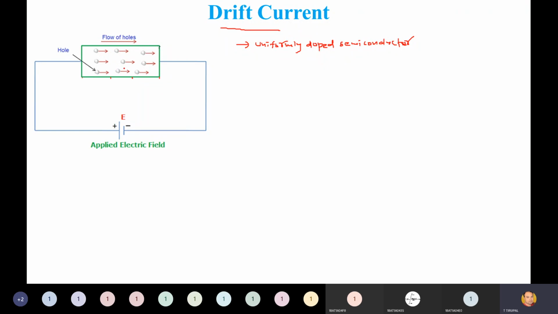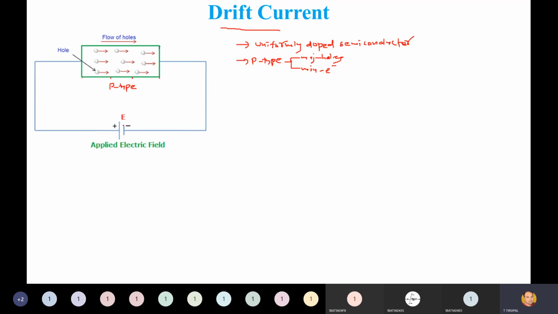Now I am taking this as a p-type uniformly doped semiconductor. So what are the majority charge carriers? If it is a p-type semiconductor, the majority charge carriers are holes, and the minority charge carriers are electrons. Here I am applying an external electric field, which is called the applied electric field.